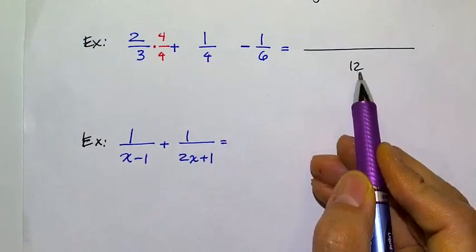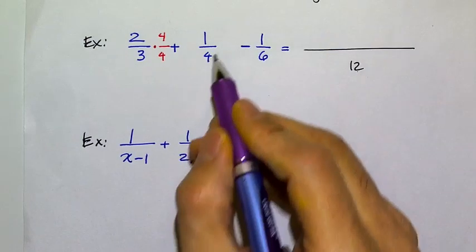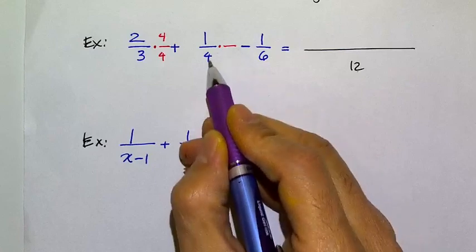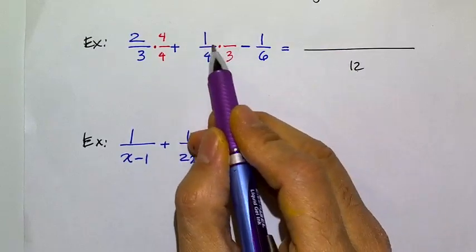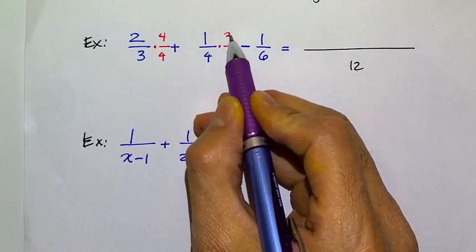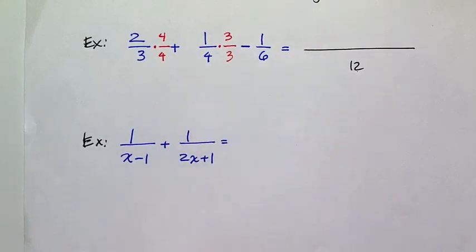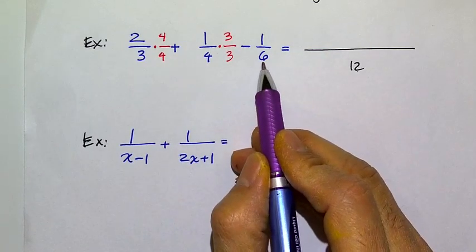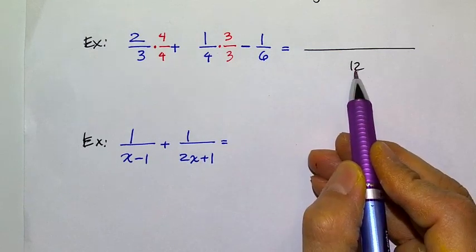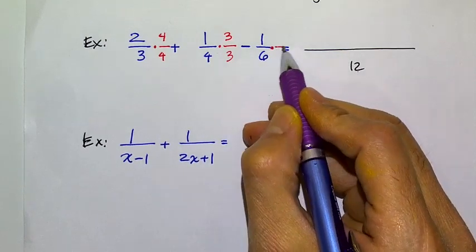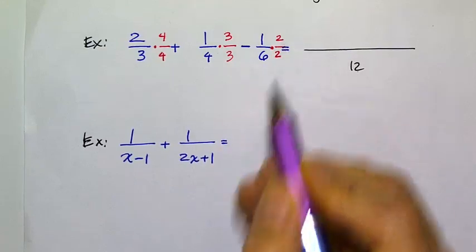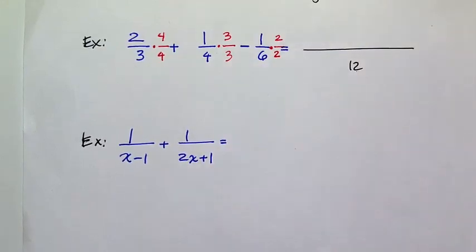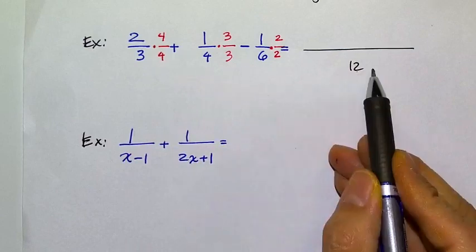The 4 should also match the common denominator. To do that, we'll have to multiply this by 3. And of course, we have to do the same thing to the numerator. We multiply it by 3. And the last fraction, this denominator has to match the common denominator. So we have to multiply it by 2. Of course, we have to do the same thing to the numerator. Then the denominators are all 12.